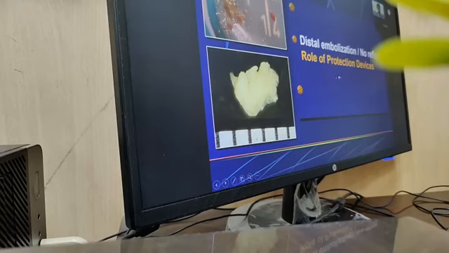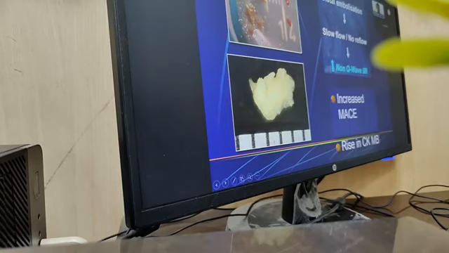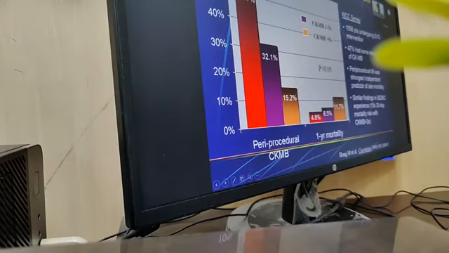So coming on to the role of protection devices, distal protection devices and proximal protection devices. Distal embolization, slow flow and no reflow lead to increased MACE and rise in CKMB. Distal embolization is really a big enemy for interventional cardiologists. It can occur in acute MI or in saphenous vein graft intervention. In acute MI, we normally aspirate and do thrombosuction, but in saphenous vein graft, we have to use protection devices. I will tell you how to use them.